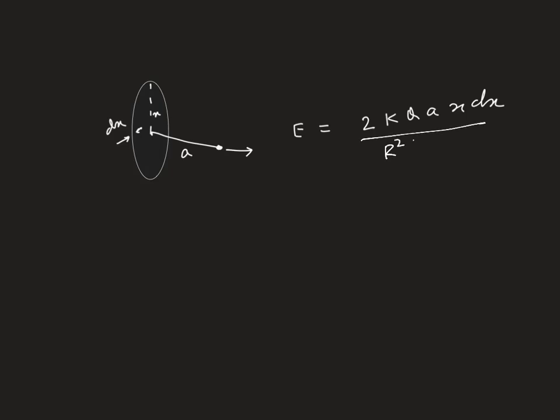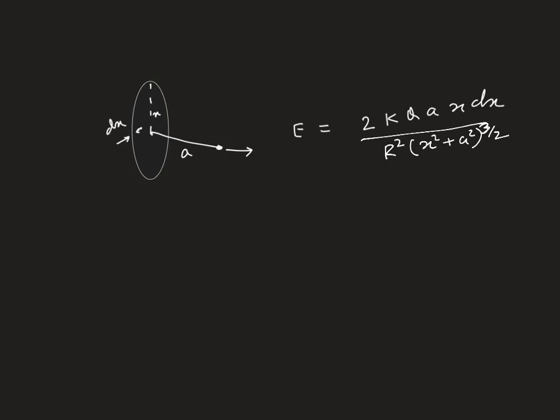So this was the ring and this was the point. This was a, obviously this was x. The thickness of the ring was very small, that was dx. I'm not going to repeat it again and again, but we know that the value of field was 2kqa x dx upon r squared, x squared plus a squared power 3 by 2. That was the electric field due to the ring.